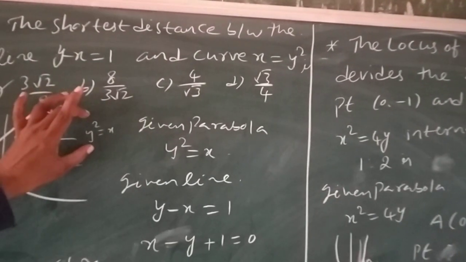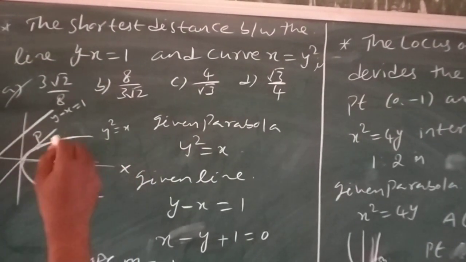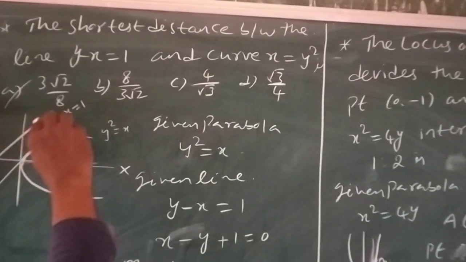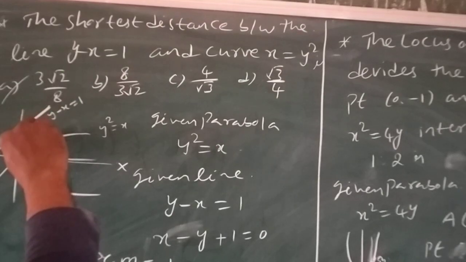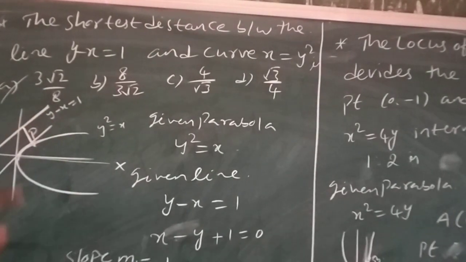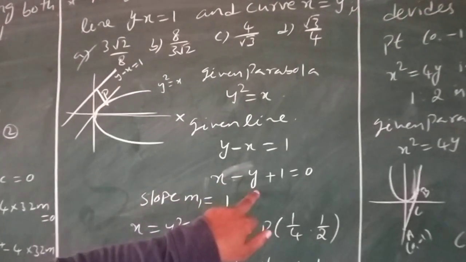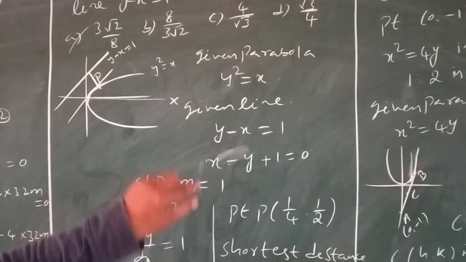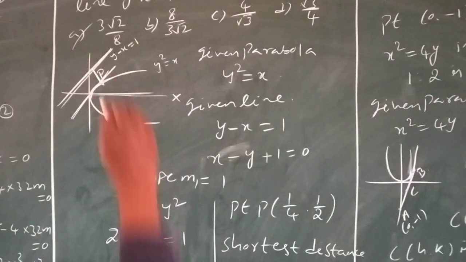Given the parabola y squared equals x, find the shortest distance between a point on the parabola and the line y minus x equals 1. The line is x minus y plus 1 equals 0, and its slope is 1. The shortest distance occurs where the tangent to the parabola is parallel to the line.